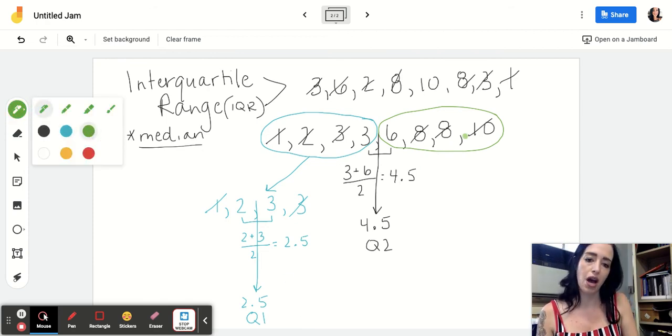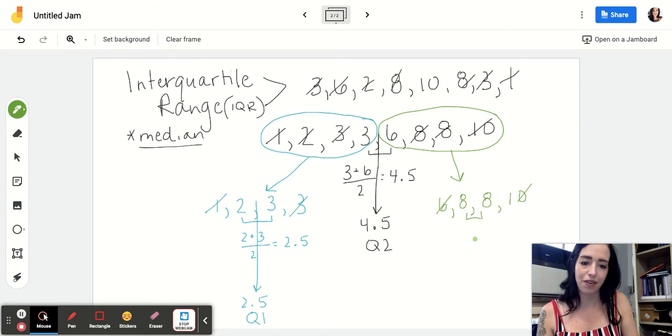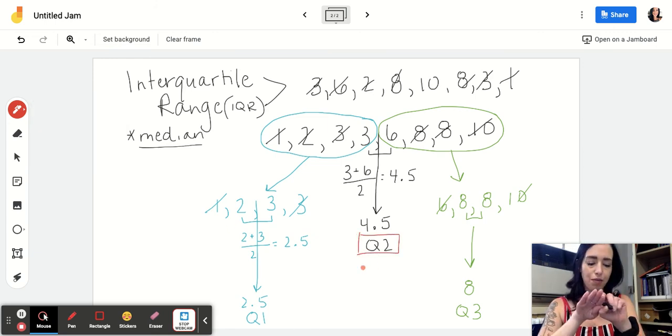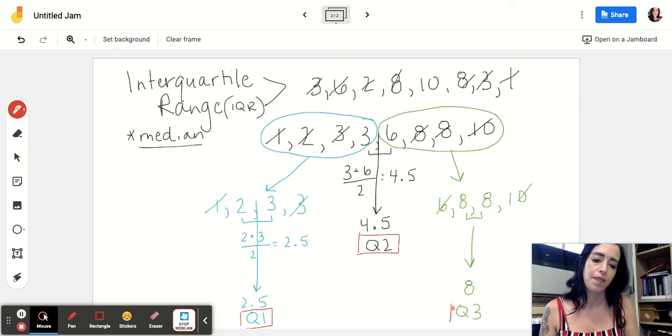Okay, so I found the median of the data set and the median of the lower half. Now I got to find the median of the higher half. So again, I'm going to do my green. 6, 8, 8, 10. Well, what's really nice is, the middle number is definitely 8, right? So quartile 3 is at 8. Okay, so again, what we've done is we took the median of all of the numbers to get quartile 2. Then we took the median of the lower half to get quartile 1. Then we took the median of the higher half to get quartile 3.